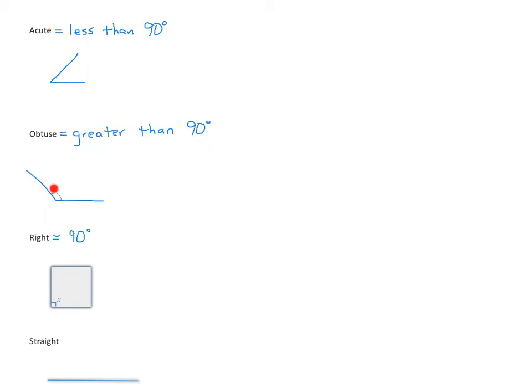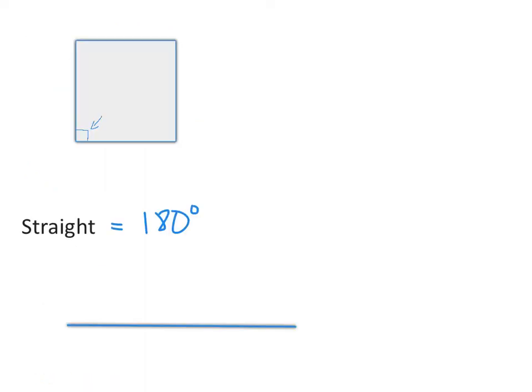Obtuse is greater than 90. Right is exactly 90, which is like a perfect L, like in a square or a rectangle. And straight is literally just a straight line. One thing to note about straight is that it is 180 degrees, which is the combination of all angles in a triangle. When unfolded, they make a straight line. But 180 degrees is a straight line or a complete turnaround from opposite directions.